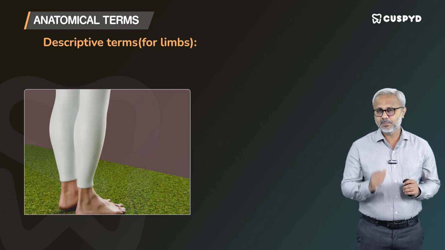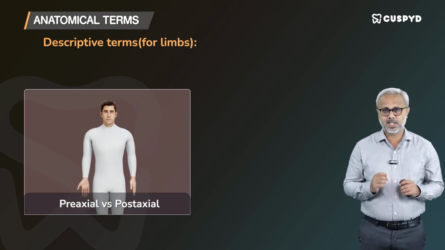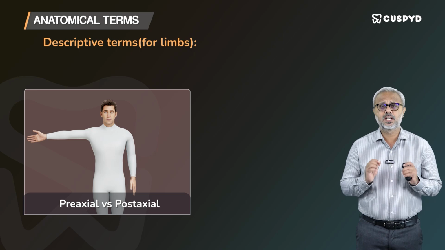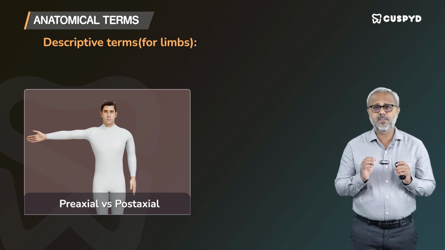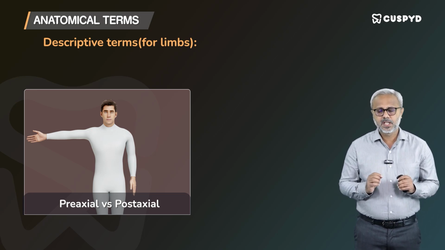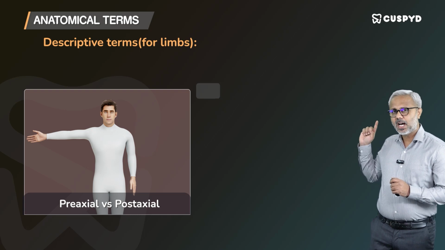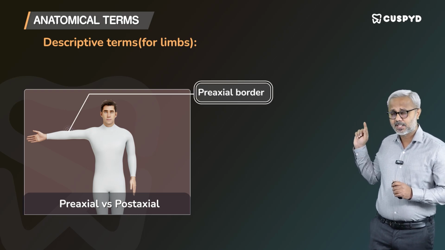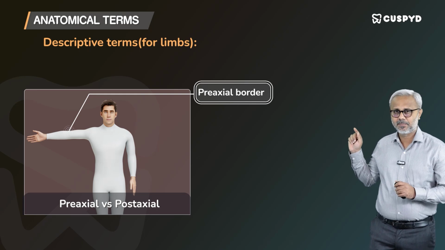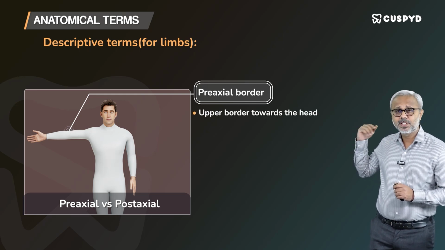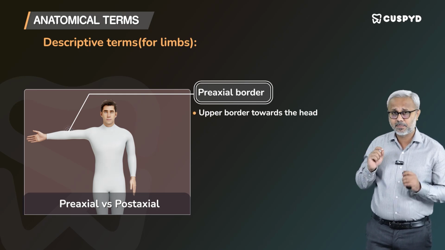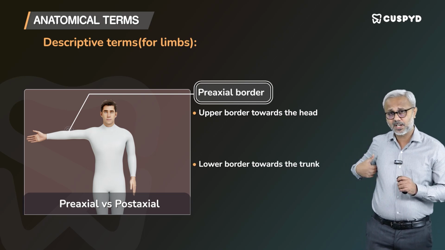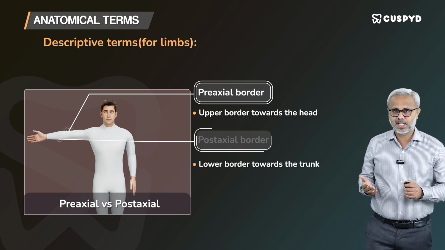Then apart from this, we also have preaxial and postaxial borders. Preaxial and postaxial borders are used specifically with respect to the limbs. During development, the upper limb and the lower limb develop as buds, and these buds are conical in shape, right? The upper border, which is towards the head, is called the preaxial border, and the lower border, which is towards the trunk, is called the postaxial border.